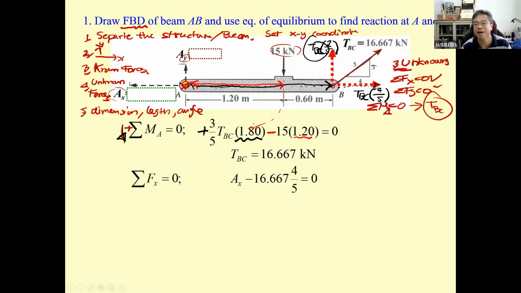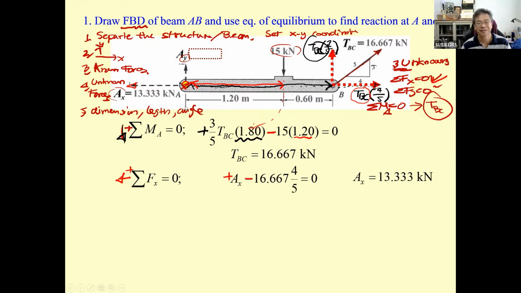Summation of F sub x. You use this equation, and then you say the A sub x, okay, is going to be in this direction. This is going to be positive. A sub x is positive. T sub BC times 4 over 5 in the opposite direction is negative. This is going to be a very easy answer.